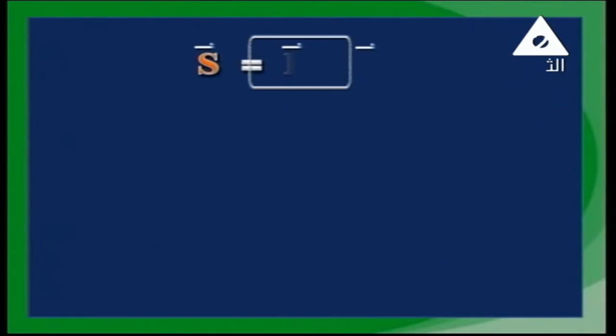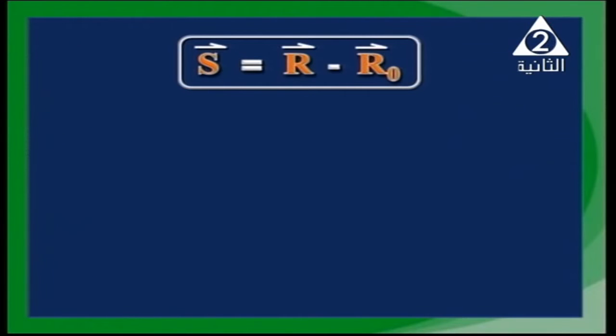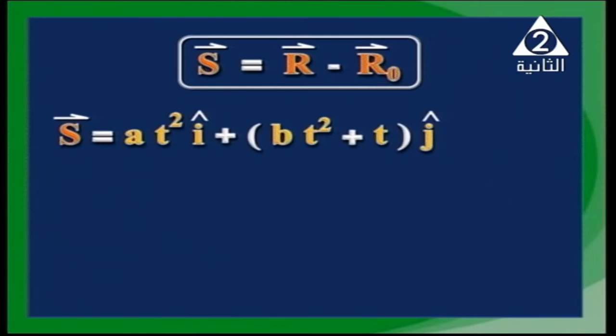My dear students, we know that the displacement s equals r minus r naught. We have the relation r equals, by substitution of r naught at t equals 0, then the displacement became at² i plus (bt² plus t) j. My dear students, this is equation number 1.